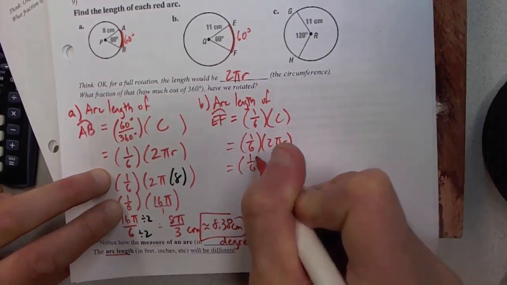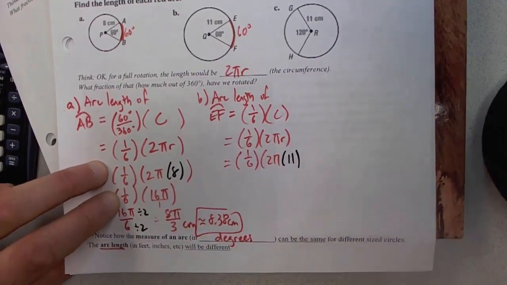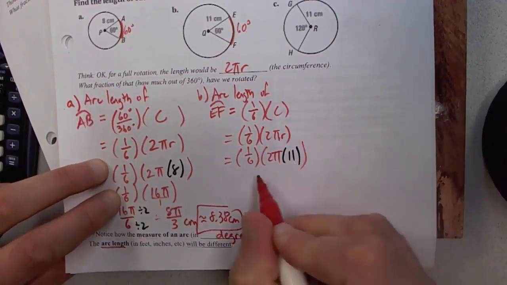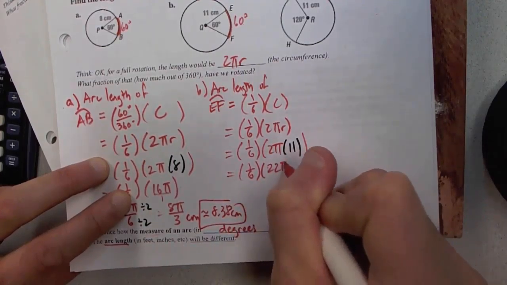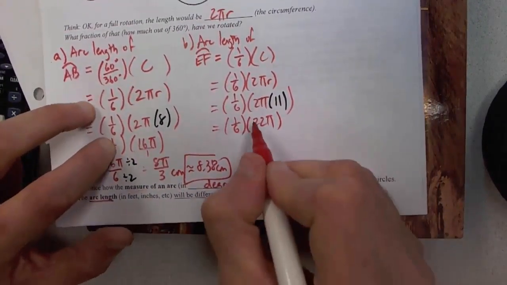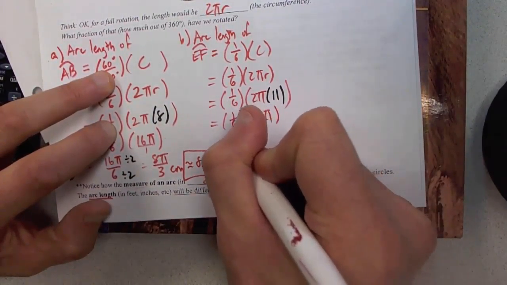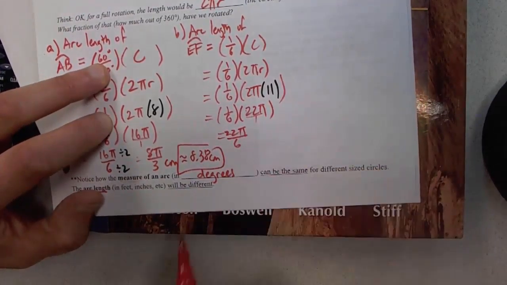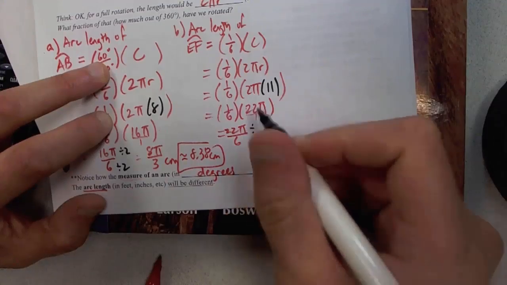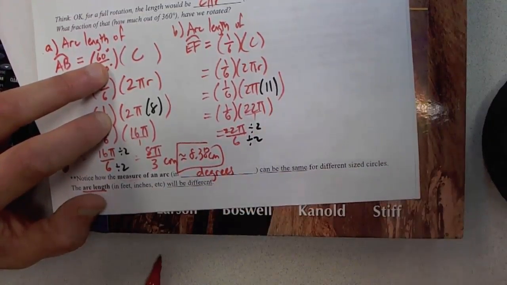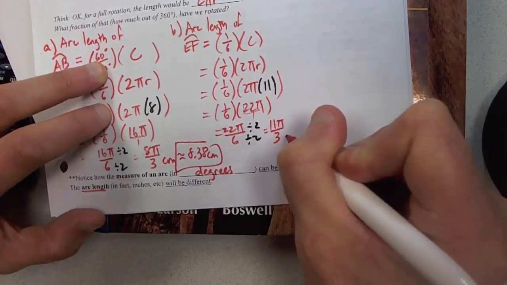So that's 1/6 of 2 pi times, not 8 this time, 11. There's our bigger number, 2 pi r. So 1/6 of 22 pi. I can put this over 1, so that's 22 pi over 6. I can reduce that by dividing by, let's see, 3, no, 6, no, 2 over 2. And I get 11 pi over 3 centimeters.